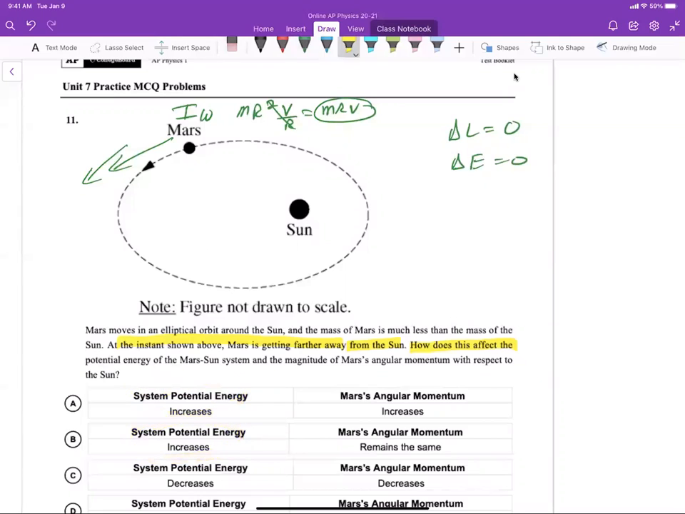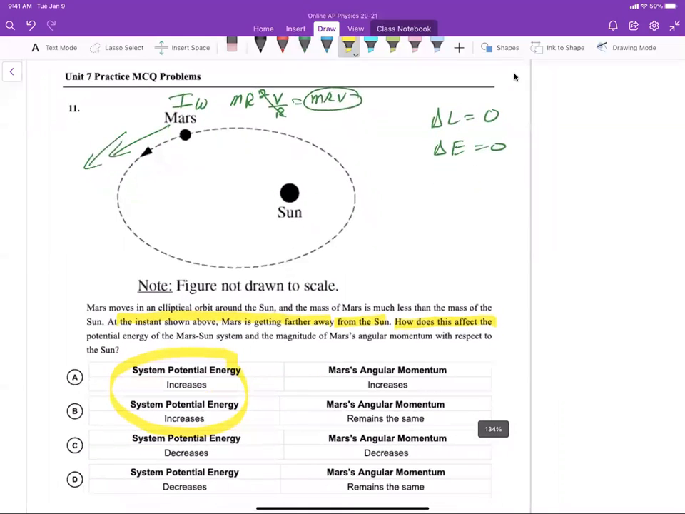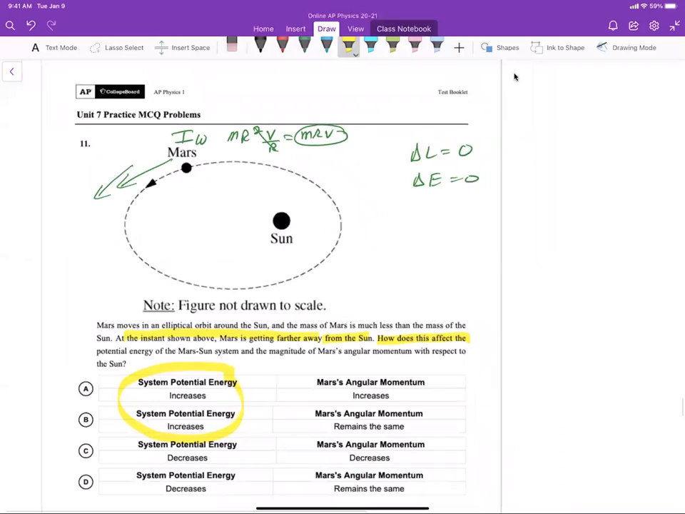Okay, once again, I know the system's potential energy is increasing. So I've got either option A or B. And so I either am increasing Mars' angular momentum or Mars's angular momentum remains the same. The sun's isn't rotating, and we know that the change in angular momentum is 0. So we're going to say that it stays the same, and that is correct.